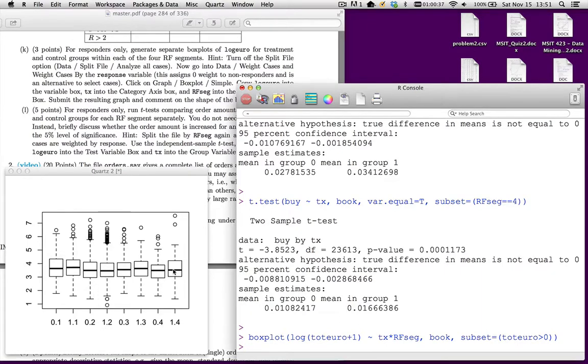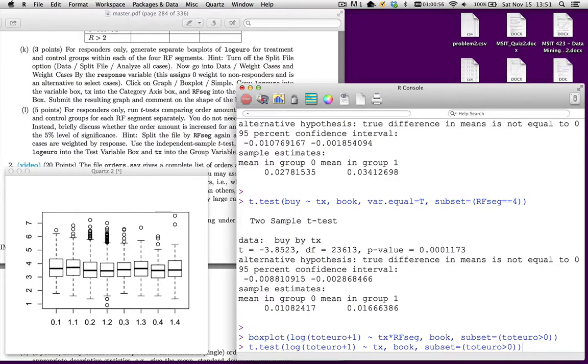What I see from the box plots is that there's not much going on. The medians are all about the same, so it looks like the treatment doesn't affect basket size for any of the segments. However, I haven't done significance tests yet, so let's go run those.